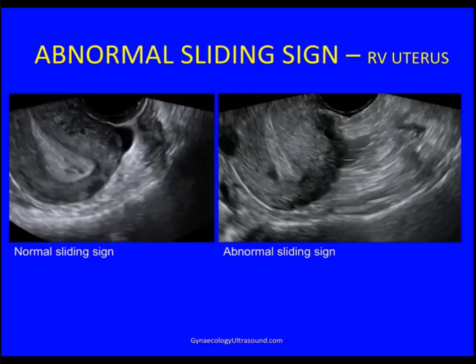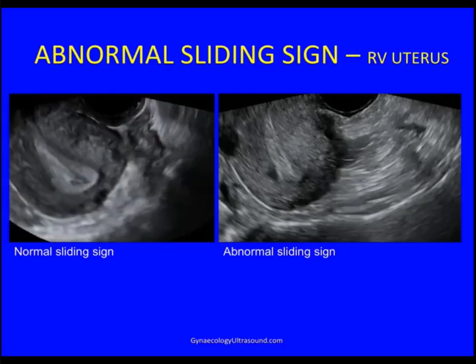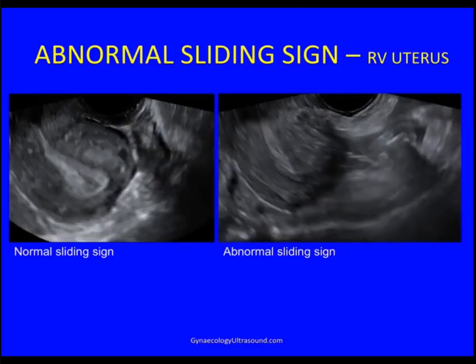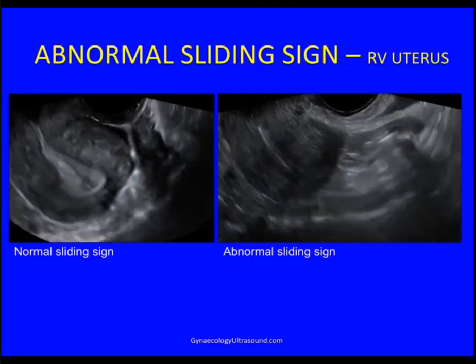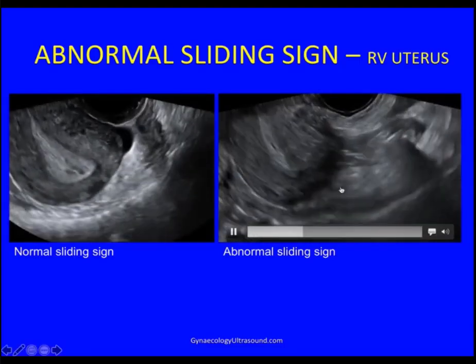So an abnormal sliding sign in a retroverted uterus, this is the normal, and this is abnormal. And you can see there's movement, but everything moves together because everything is glued together.